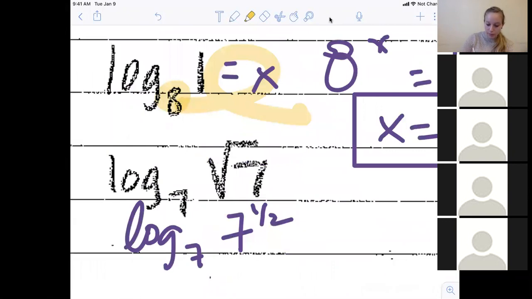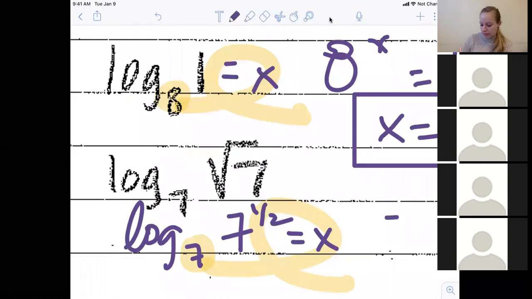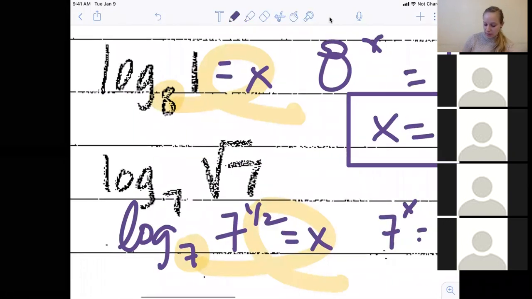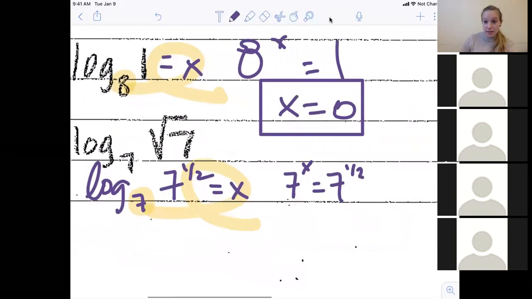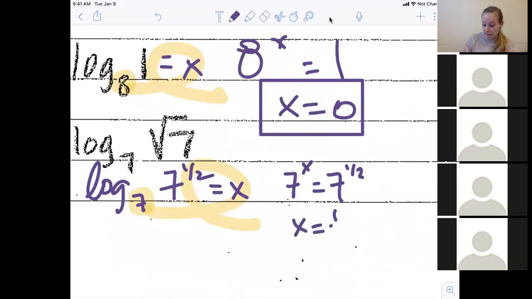And don't forget to set it equal to x. 7 to the x equals 7 to the 1/2. And then again, my bases are the same, so then that just means I get to set my exponents equal.